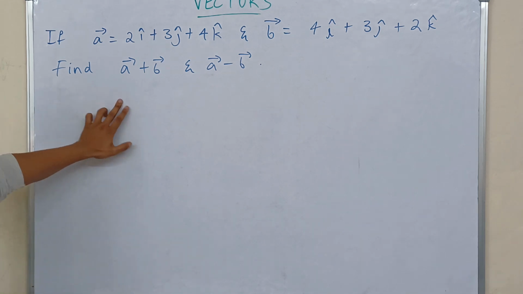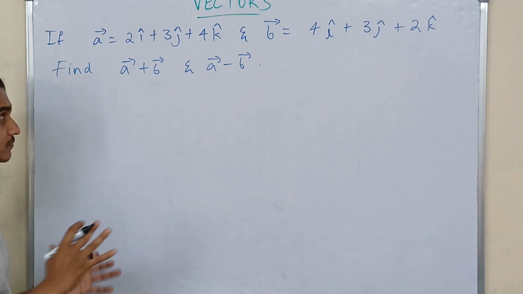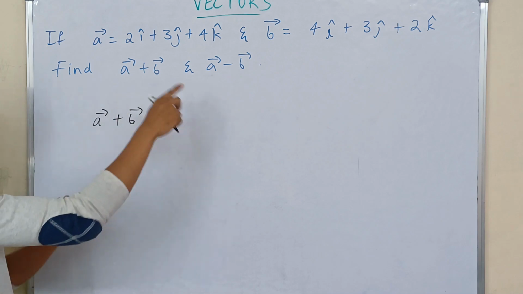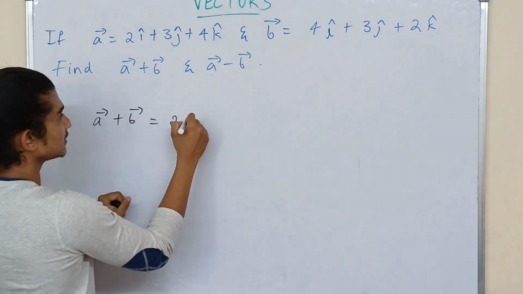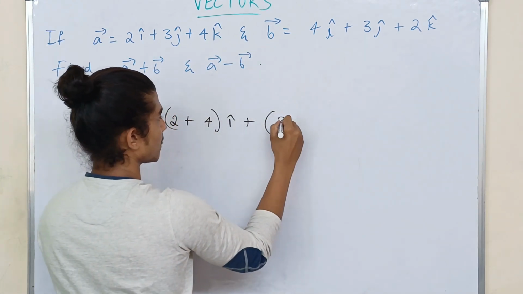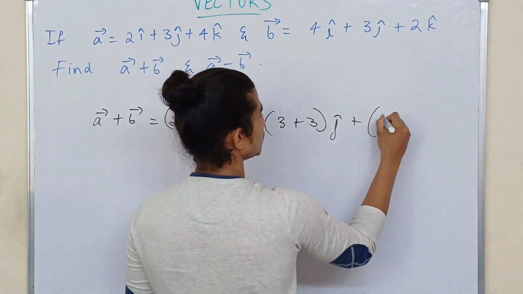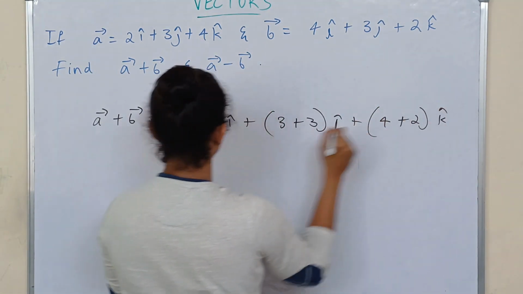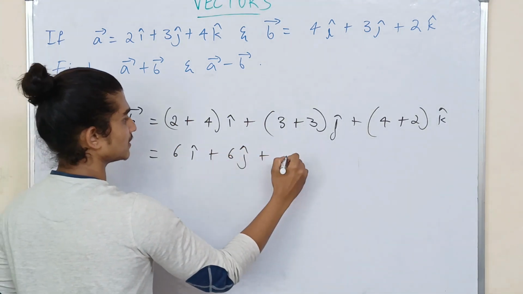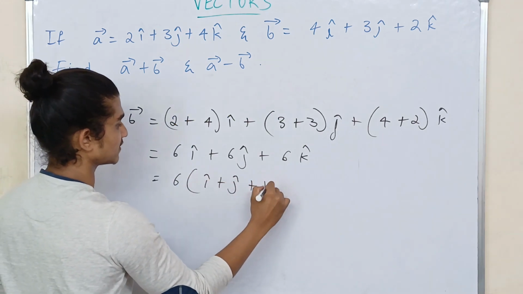We have to find a plus b and a minus b. As I told you, you can perform operations on the components of vectors. So a vector plus b vector is going to be just the sum of respective components. So (2 plus 4) i cap plus (3 plus 3) j cap plus (4 plus 2) k cap. Now simplifying this, 6 i cap plus 6 j cap plus 6 k cap. Also you can write 6 (i cap plus j cap plus k cap).